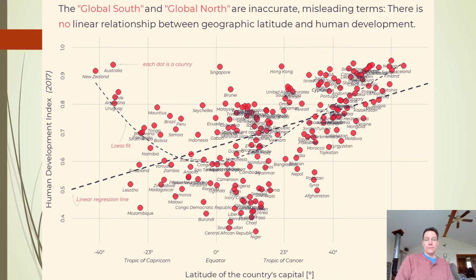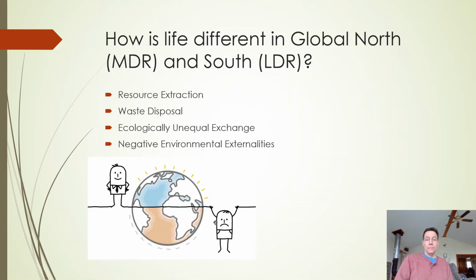Here's just a little graph showing that the terms global north and global south don't really mean anything. This is a graph of latitude versus human development index in 2017. And you can see that it doesn't really make a very straight line. So the idea of global north and global south really are inaccurate. People's environmental situation and economic situation is really not exactly related to their latitude. But still, we use these terms.